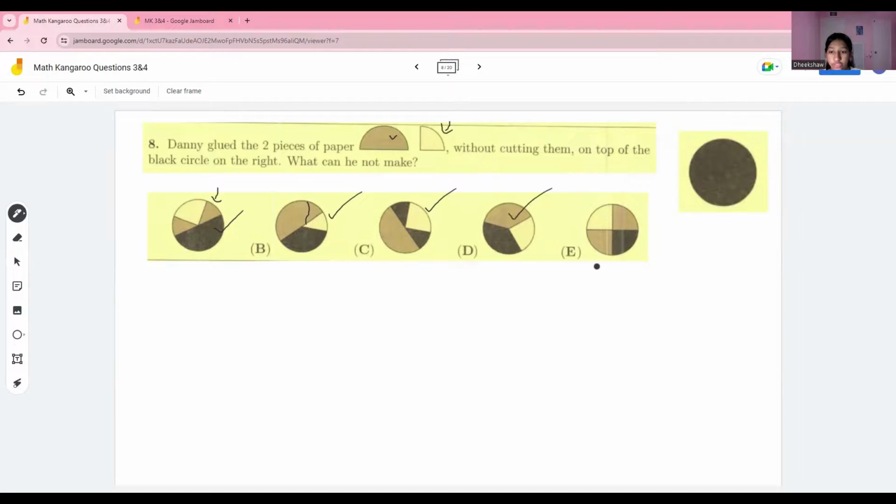However, for image E over here, if we look at the brown half circle, we see that it cannot be made by the shapes that are shown over here. It seems that the brown half circle has been cut because the brown half circle seems to be in quarters rather than a half circle, which is why we cannot make this image, which is why that's the answer, because that's what shape can he not make is the question.